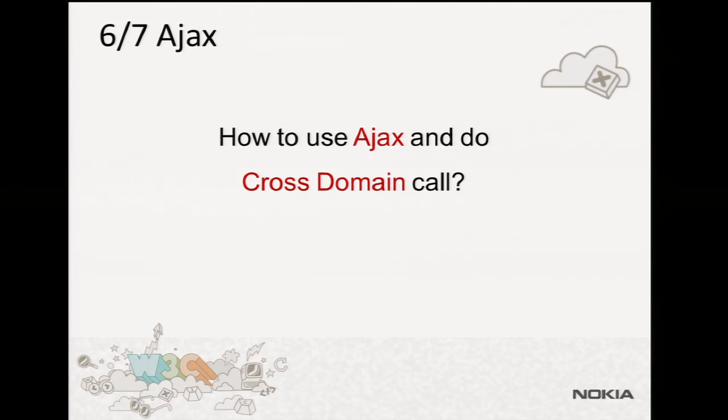So the sixth challenge: how to use AJAX and do cross-domain calls. I think this is also one of the key questions which comes whenever you are creating an app for a device. You will always have content on the cloud, most of the time, if you are creating an internet connected app. So this is the first thing you need to know: whether AJAX is supported. By AJAX, I mean the XMLHttpRequest object is supported or not, or can you do a cross-domain call at all?